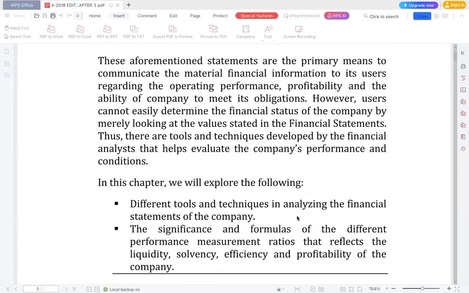These statements are the primary means to communicate material financial information to its users regarding the operating performance, profitability, and the ability of the company to meet its obligation. However, users cannot easily determine the financial status of the company by merely looking at the values stated in the financial statement. So we have to determine the effect or impact of these values or ratios on the financial health of the firm.